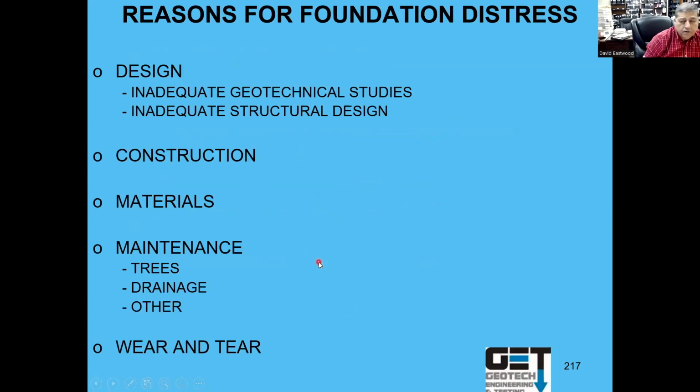Usually the reasons for foundation failures are bad design, inadequate geotechnical report, inadequate structural design, construction, bad materials used, construction that didn't follow plans and specifications. There was also bad maintenance around the buildings. You had trees, drainage, other wear and tear, sewer leak, plumbing leak.